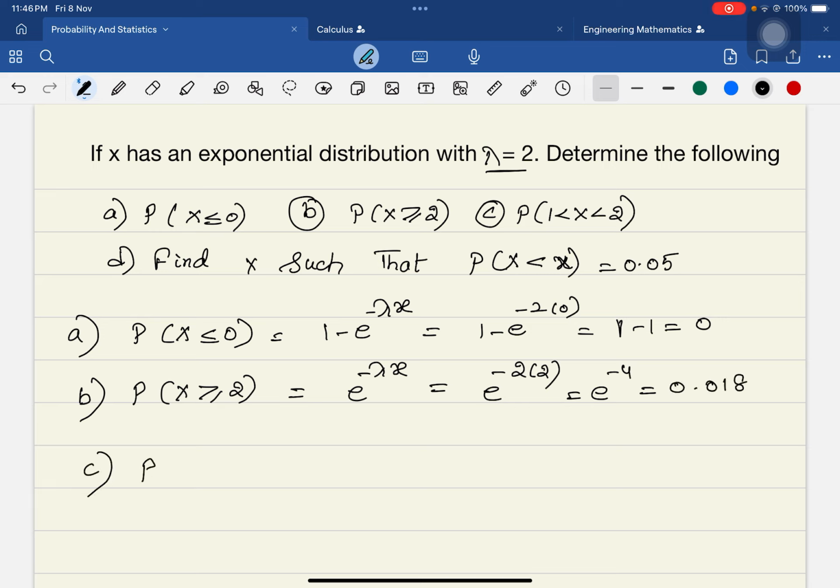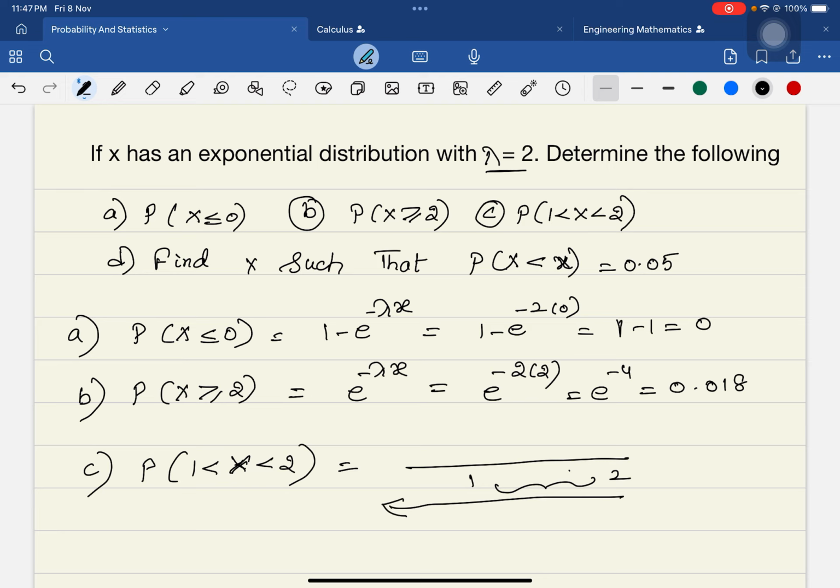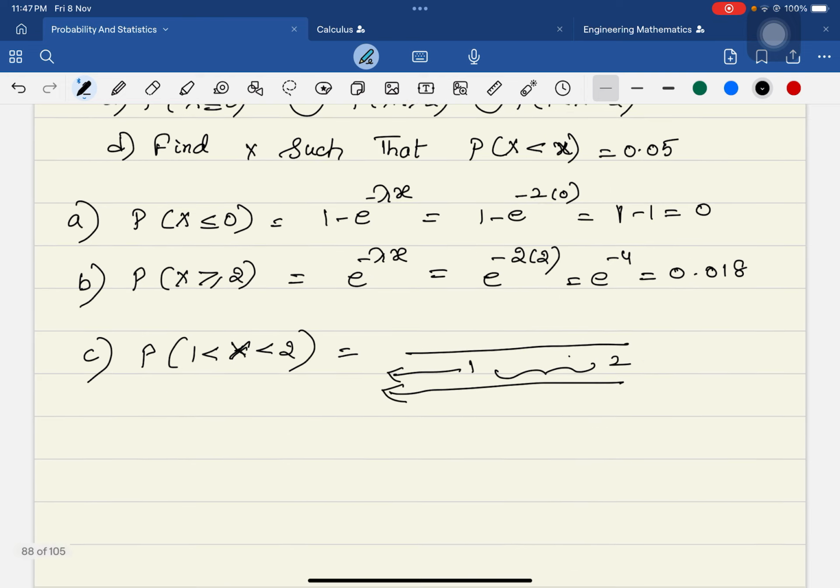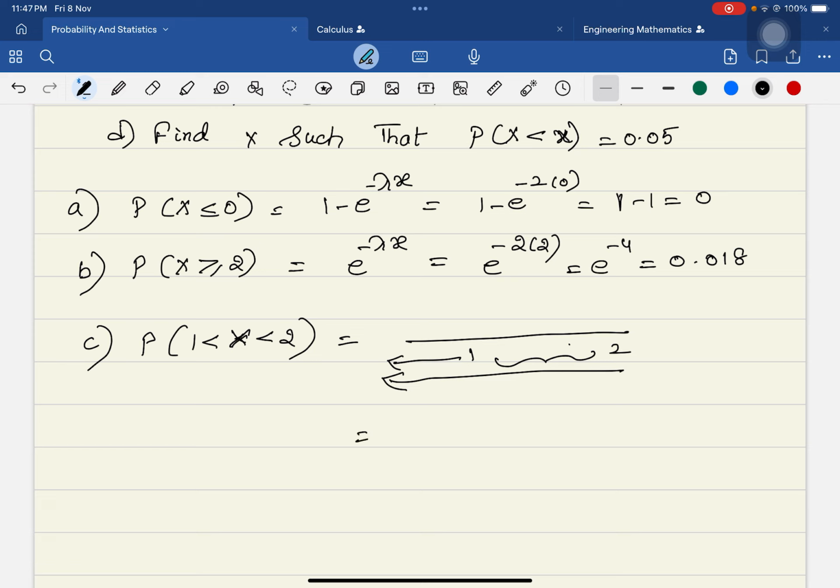And then what is the probability of 1 less than x less than 2? What do you mean by this? If you understand the real line, in between 1 and 2, this is the portion. So how to find 1 less than x less than 2? If I take less than 2, that means this whole thing. Minus less than 1, I get the length between 1 and 2. So we write this as P of x less than 2 minus P of x less than 1. Then we get from 1 to 2.